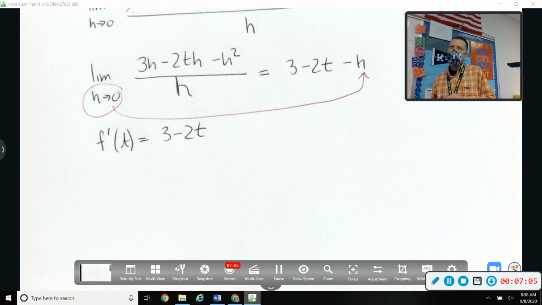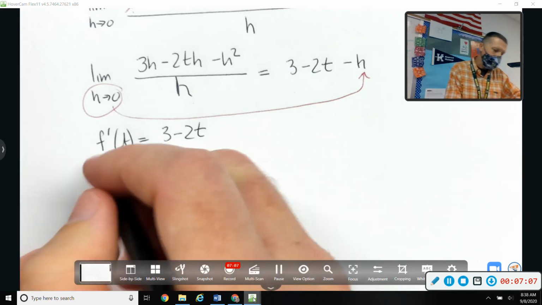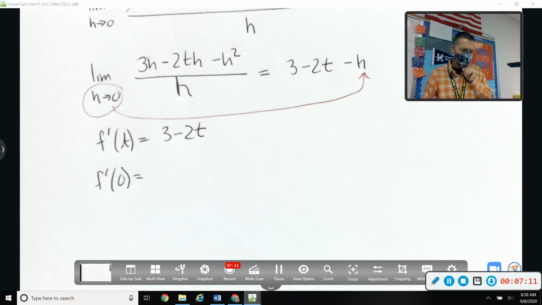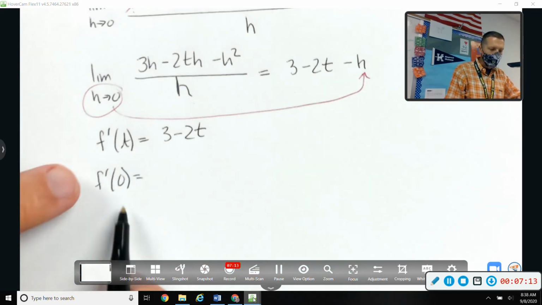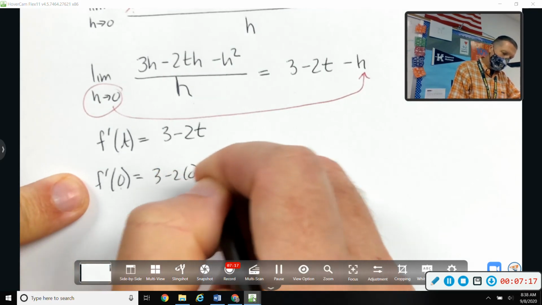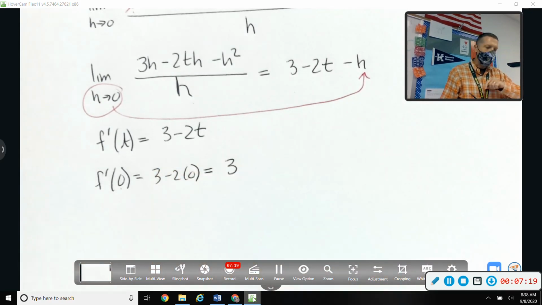That's not quite the question they ask, though. They wanted to find the derivative at 0. So I've done all the hard work. Now I just need to plug in 0 for t. And we get 3. Find the slope of the tangent line. That means the derivative at the given point, at 0, 0.